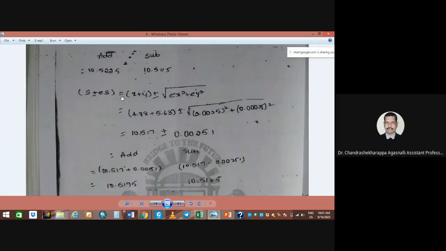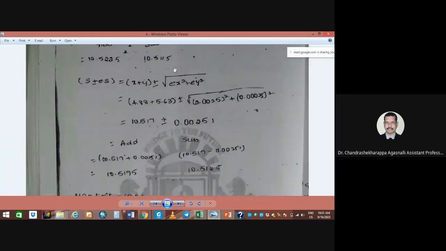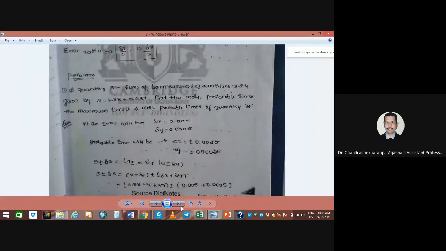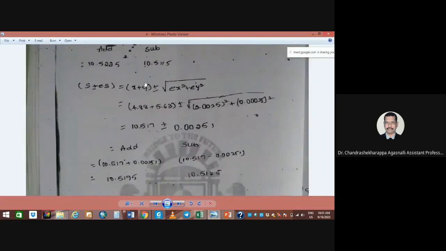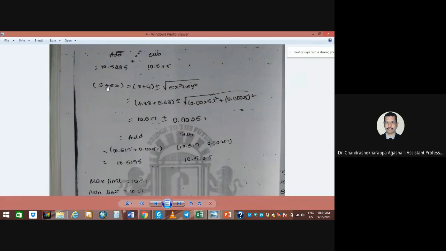So when you get these additions and subtractions, these are the values. We did the addition and subtraction here. Then further, you need to calculate S plus or minus ES, which is equal to X plus or minus the square root of EX squared plus EY squared. All of it comes from this formula. Yes, EX squared. Right, here it is.